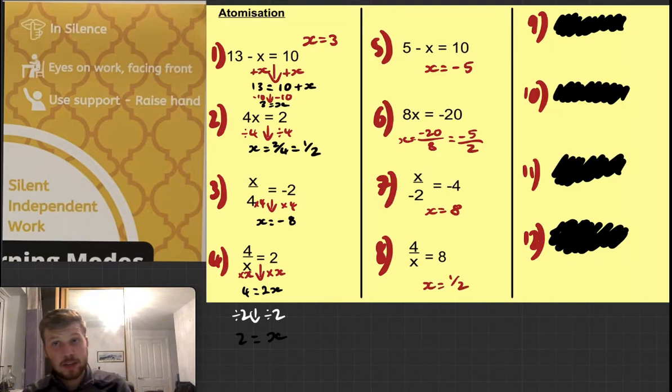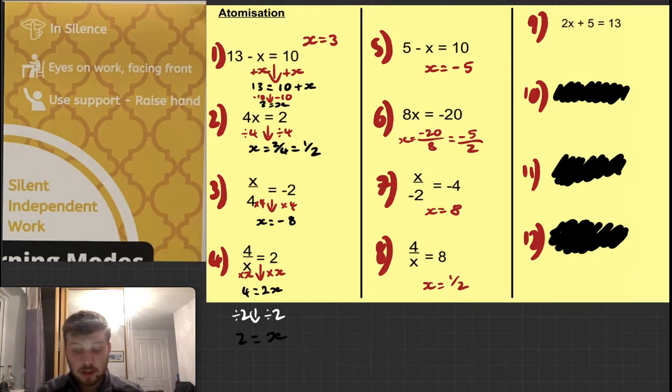For this set of questions, 9, 10, 11 and 12, I'm going to go through number 9 together. So I'd like you to pause the video and copy it down. And this is an example of a two-step question. So what we're going to have to do is get x on its own. At the moment, x is here, it's being times by 2 and then adding 5. So I need to get rid of it in that reverse operation. So I'm taking away 5, getting rid of that, and I'm getting rid of the times by 2.